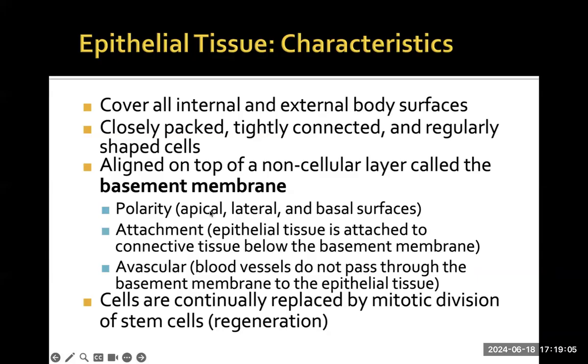So you've got an apical layer, which is going to be the free layer, a lateral layer, how they're going to connect to each other, and then a basal surface, which is going to be close to the base of the cell. From there, they're going to attach to the basement membrane. And again, epithelia is avascular. So if you get a cut, but you don't see blood, you know that you've only cut through epithelia.